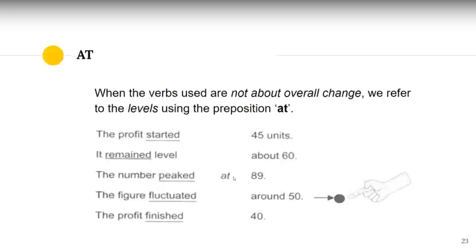So you just say the profit started at 45 units. It remained level. It remained unchanged at about 60. The number peaked at 89, etc. So you just use them with these words, okay?